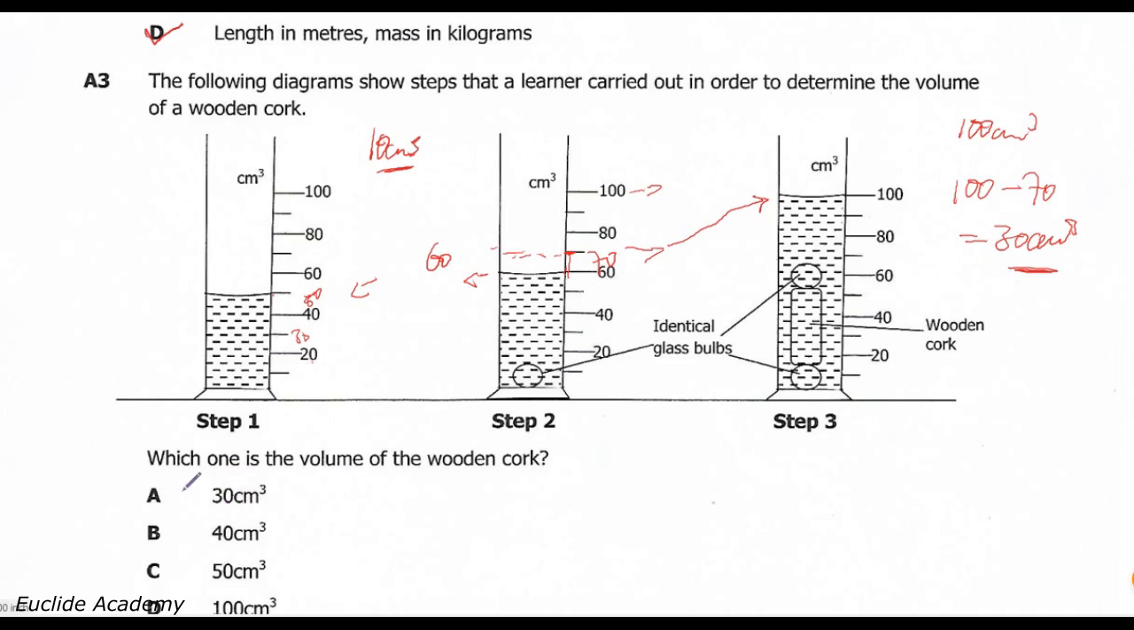The best option for us here will be A, 30 centimeters cubed, because we started at 50 right here. You add one glass bulb, it goes to 60, meaning each glass bulb will give you an increment of 10. So if I'm at 60 and then I add another identical glass bulb, I'm expected to be at 70 centimeters cubed. Now if I'm at 70 and then I add the wooden cork, and it goes all the way to 100, I subtract my initial, which was 70, from my final, which is 100, and then I'll get 30 centimeters cubed.